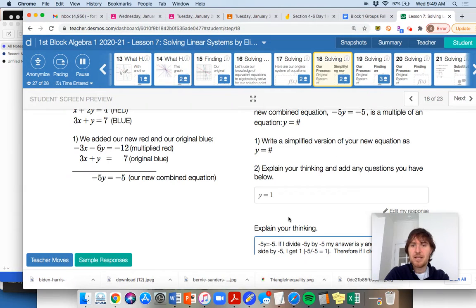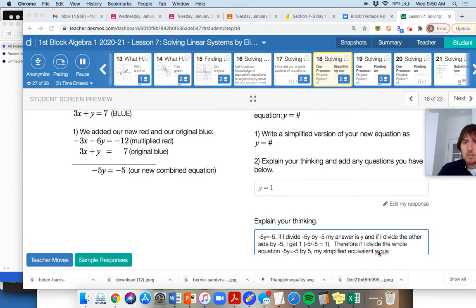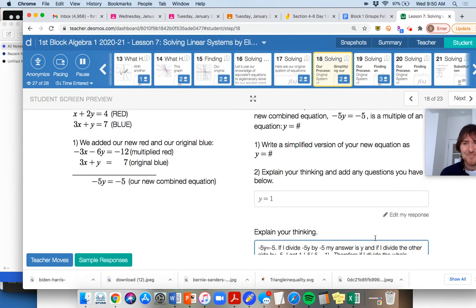Therefore, if I divide the whole equation -5y equals -5 by -5, my simplified equivalent equation, right? It's equivalent if we're dividing both sides by -5. The simplified equivalent equation is y equals 1, right? -5y divided by -5, -5 divided by -5. The result on the left side is y, the result on the right side is 1. Not this complicated. A little bit tricky here.